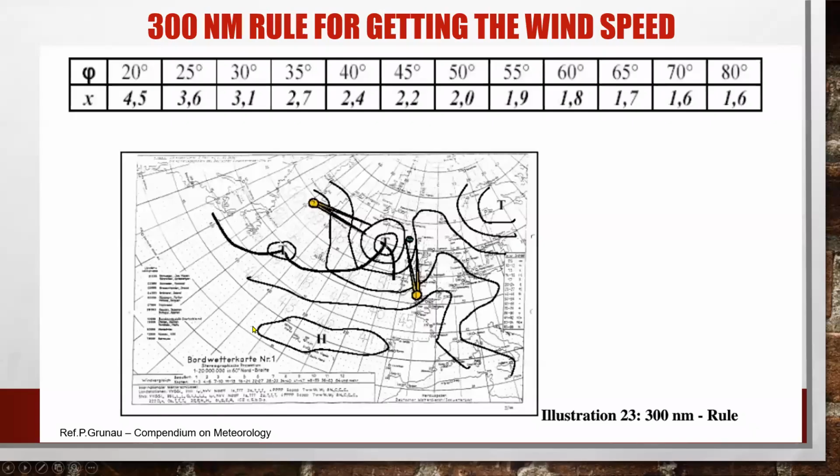Okay, that is all for the 300 nautical mile rule. It's simple to do. You need the divider, and you can use the weather chart. And as we have seen, the wind speed given in the weather chart and using the 1, 2, 3 rule are the same.